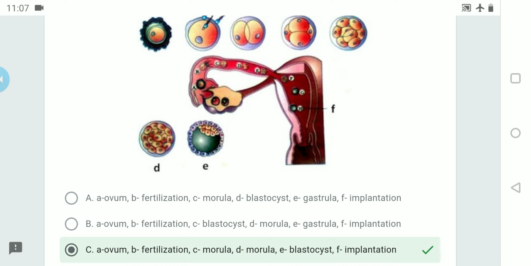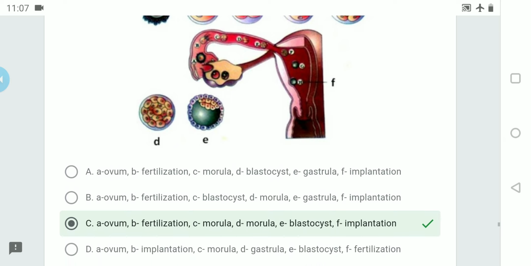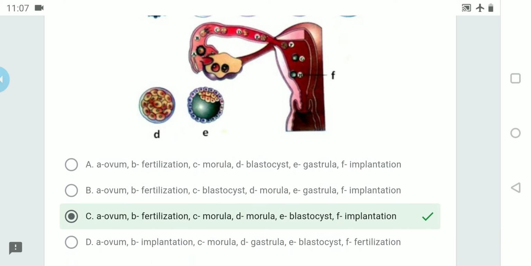Then what about the blastocyst? The morula continues to divide and transforms into the blastocyst as it further moves into the uterus. Then implantation, isn't it? When will the implantation take place? The blastomeres in the blastocyst are arranged into an outer layer called the trophoblast, and an inner group of cells attached to the trophoblast is called the inner cell mass. Finally, the blastocyst becomes embedded in the endometrium of the uterus, which is called implantation. Did you get it? Yes.